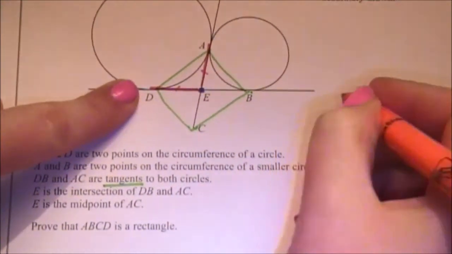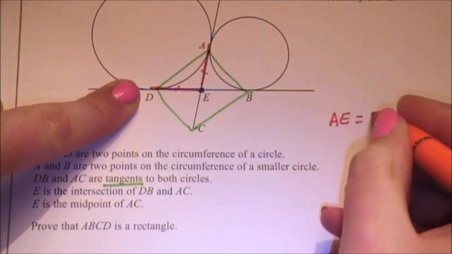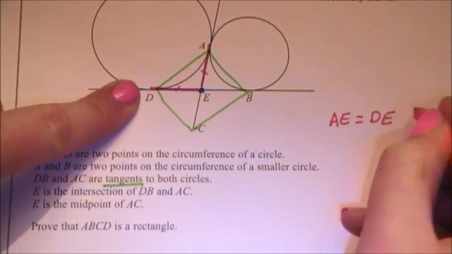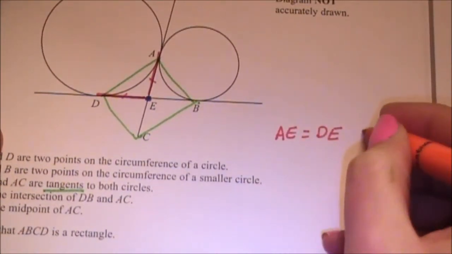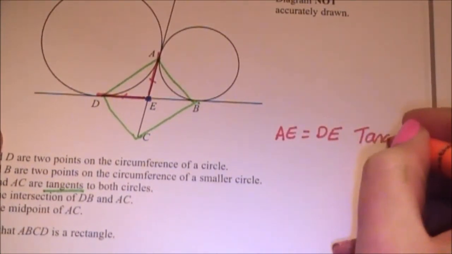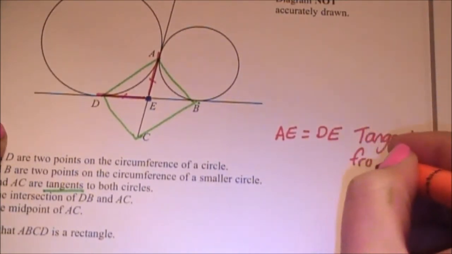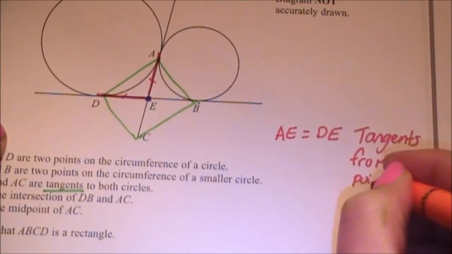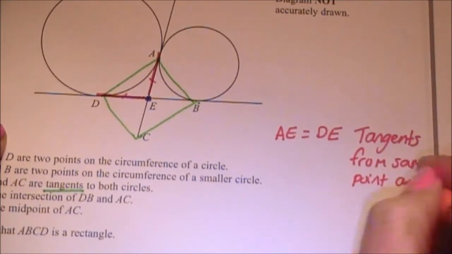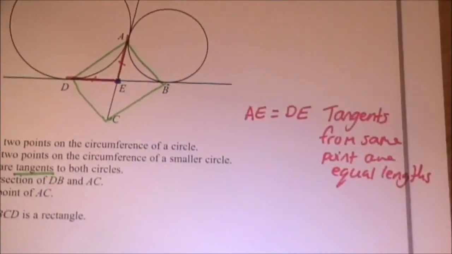I've noticed that the line AE is equal in length to the line DE. And the reason I know that is because tangents from the same point are equal lengths.